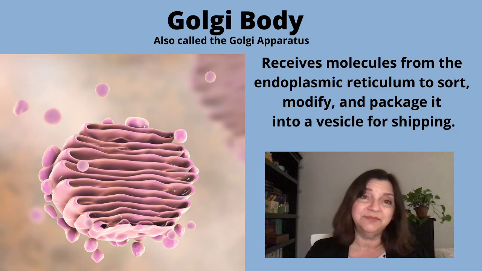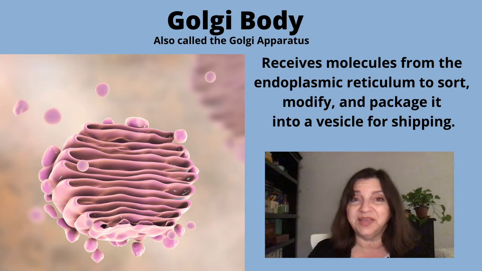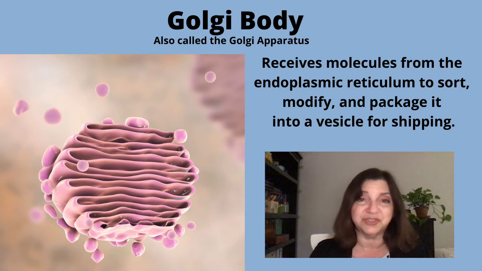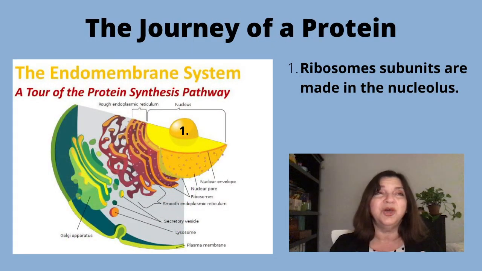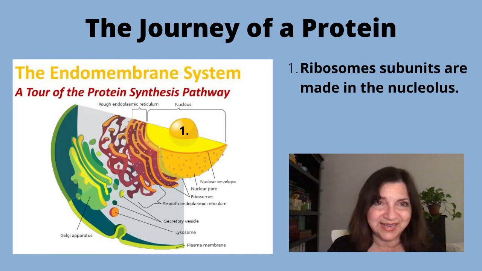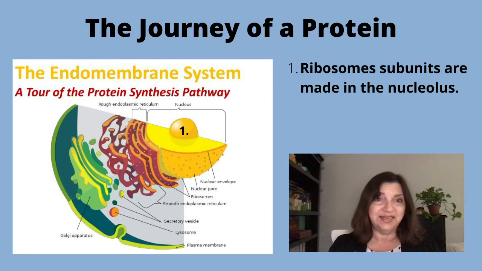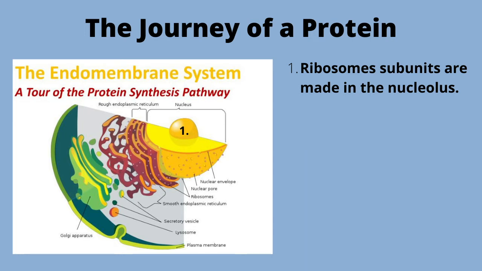The Golgi body, also called the Golgi apparatus. It can receive molecules from the ER to sort, modify, and package them into a vesicle for shipping. Now, we call the location of the journey of a protein the endomembrane system. And what we are going to look at is the pathway that a protein goes through as it's being made or synthesized. So the beginning of the journey starts with ribosomes that are made in the nucleolus.